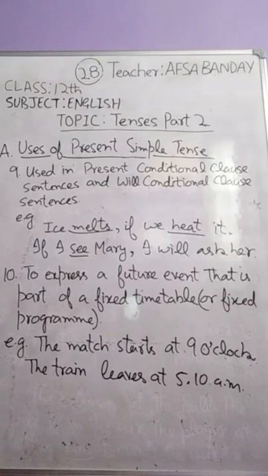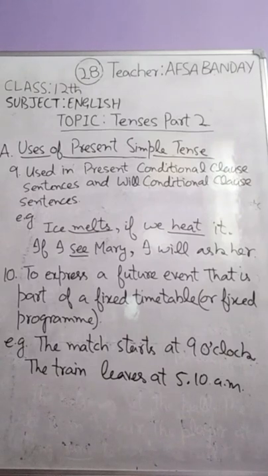Number nine. Present simple is used in present conditional clause sentences and will conditional clause sentences. For example, ice melts if we heat it. It's a present conditional clause sentence, and in both clauses we have used present simple tense, like melts and heat. And in the next example, if I see Mary, I will ask her. It's an example of will conditional clause. We have used present simple tense in the subordinate clause. We have used see. So if I see Mary, I will ask her. Then we have used the rest of the conditional clause.